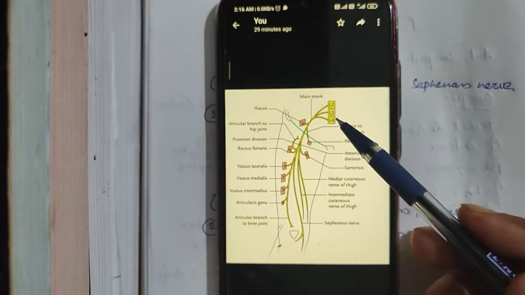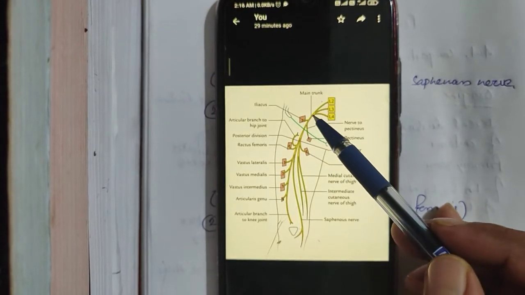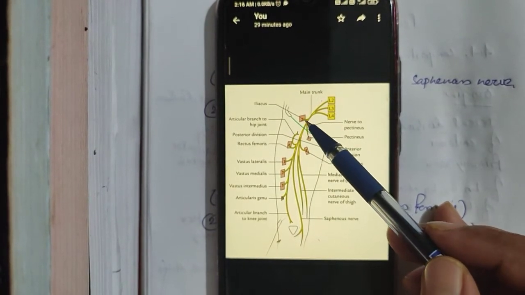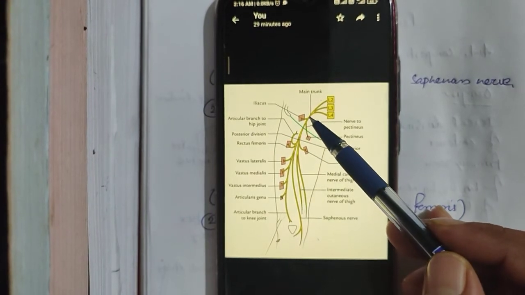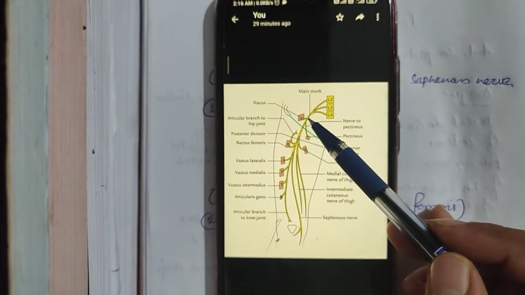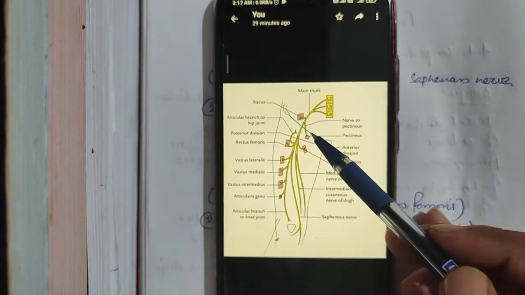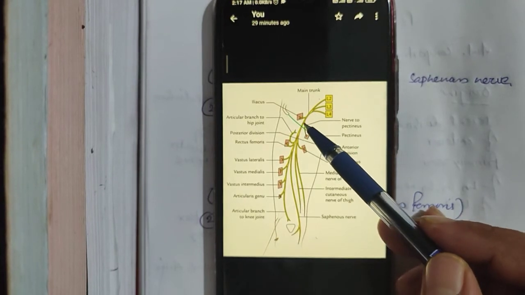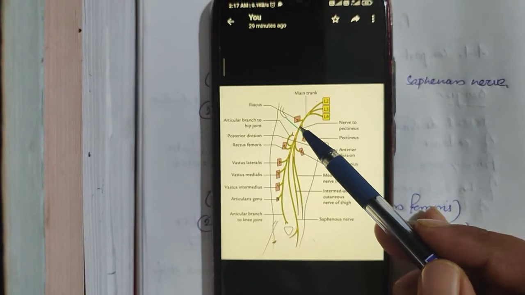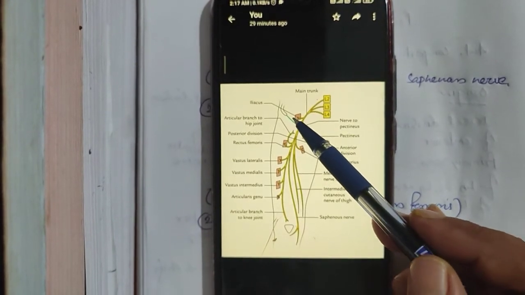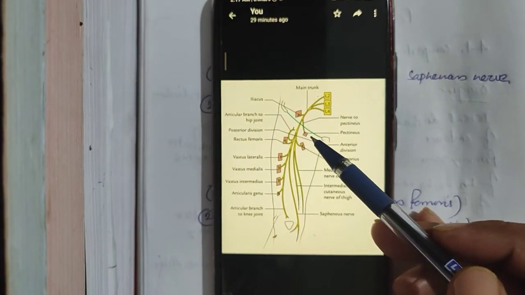In the femoral triangle, the femoral nerve is situated in a groove between the iliacus and pectineus muscle, and it also supplies branches to these two muscles. Above the inguinal ligament, it gives two branches, the nerve to the iliacus and the nerve to the pectineus muscle.